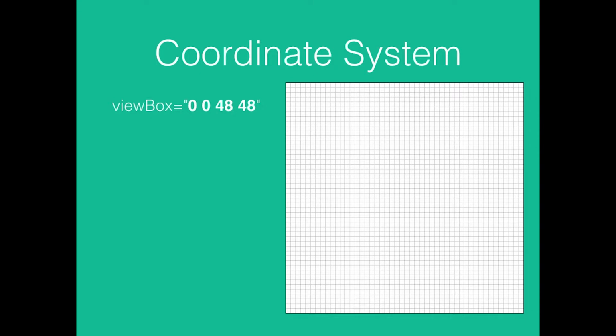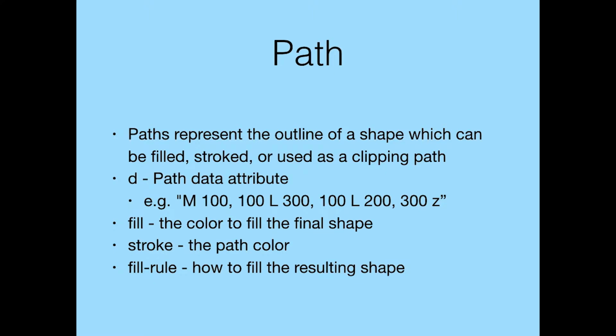And now that you actually want to draw something, SVG gives you many, many different options, many instructions you can give it. But the most important and the most useful one, in my opinion, is path. Path represents the outline of the shape you want to draw. And that path can be filled, stroked, or used to clip other paths in the same image. The D attribute, which is also known as the path data, is a string of letters and numbers that represent commands for the computer to follow when drawing the shape.